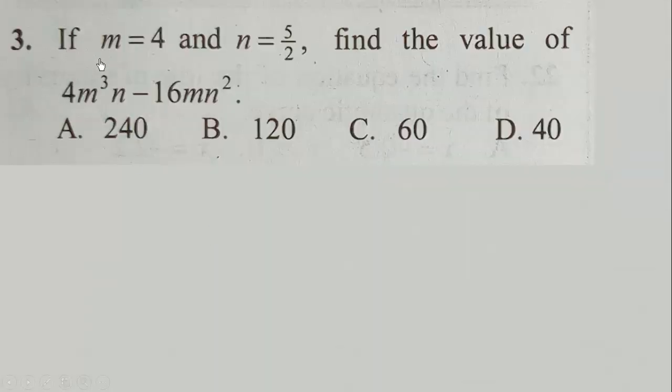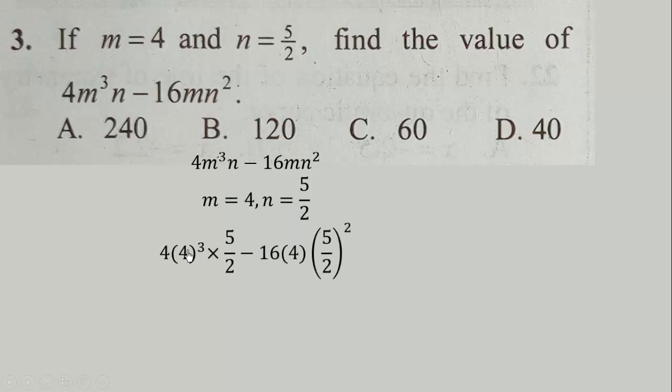Here we have the third question. If m equals 4 and n equals 5 over 2, find the value of 4m cubed n minus 16m n squared. So we have the given expression 4m cubed n minus 16m n squared. We plug in the given values, which is m equals 4 and n equals 5 over 2, and we obtain this over here.